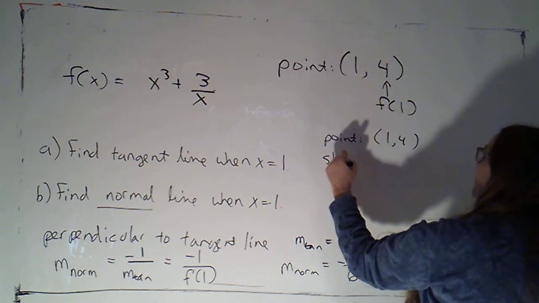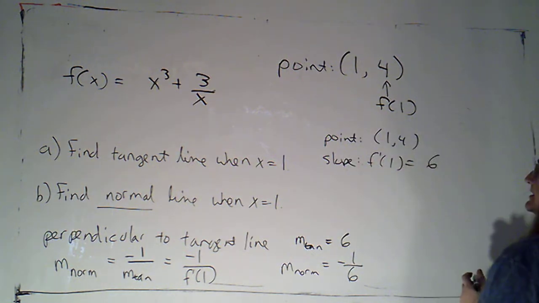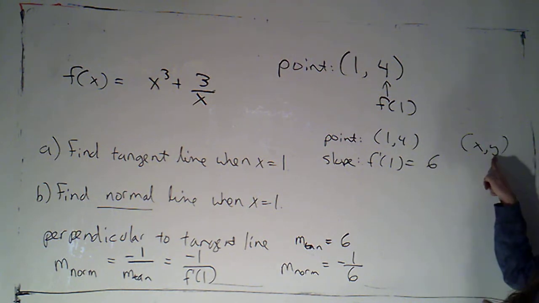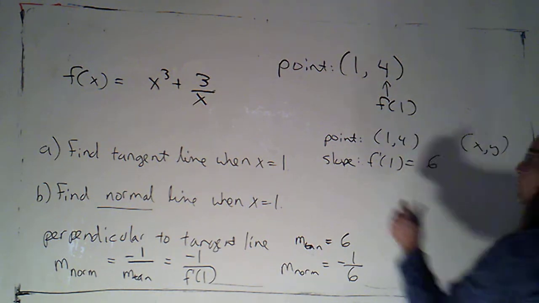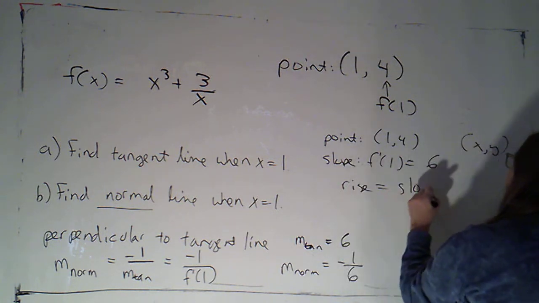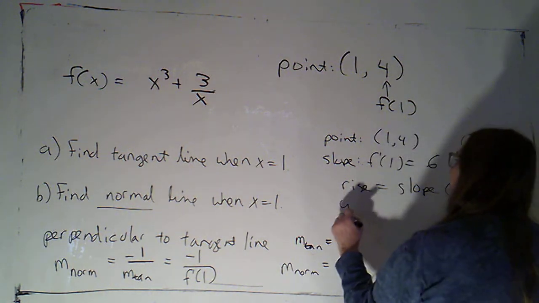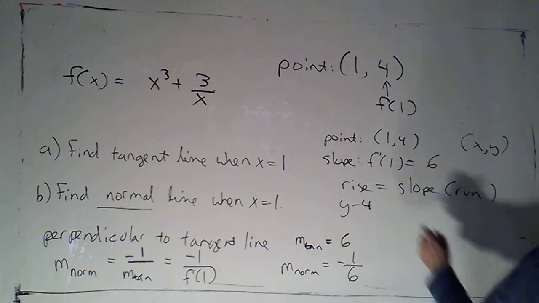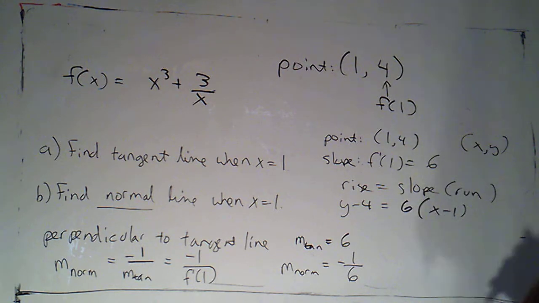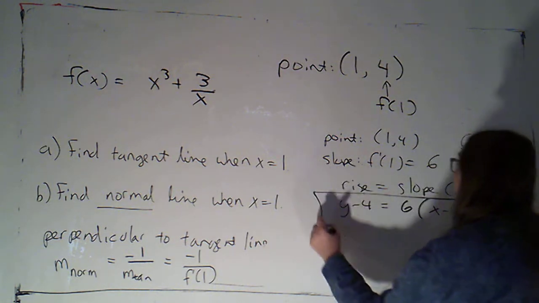I have the slope, which was f prime of 1, was just 6. I'm going to use an arbitrary point x, y and my specific point 1, 4 to fill in that rise is equal to slope times run. Rise is the change in y values, so that's y minus 4 equals the slope, which is 6, times the run, which is x minus 1. All right, so that's my tangent line.